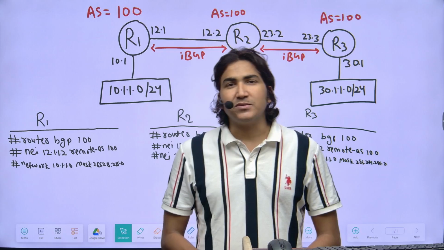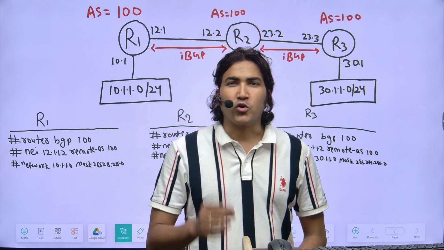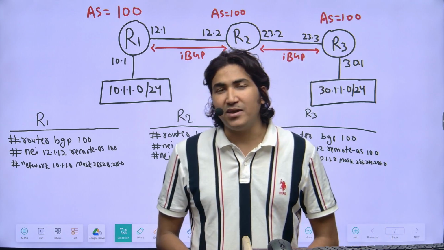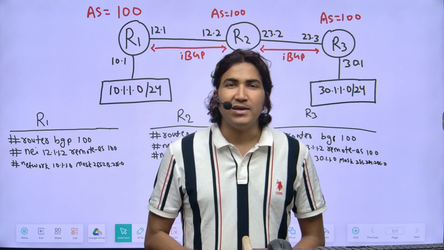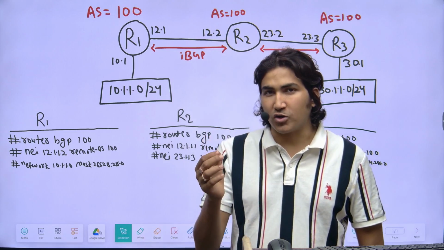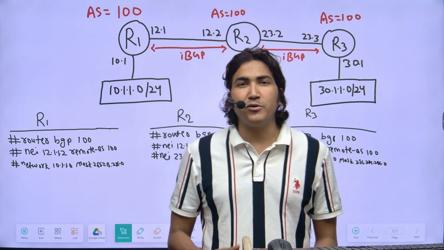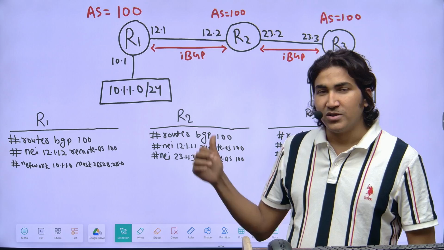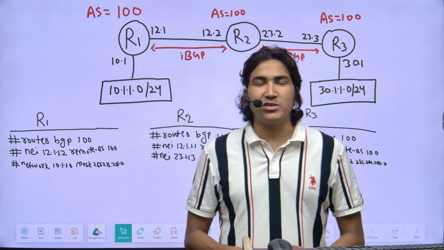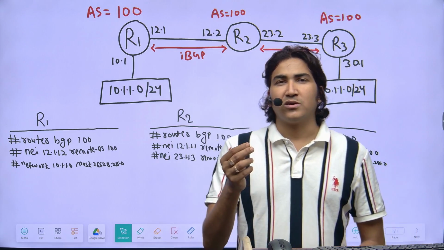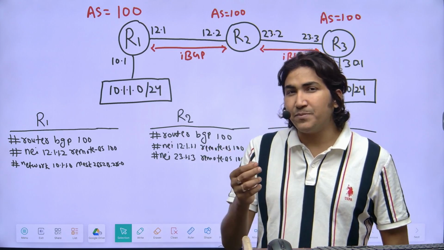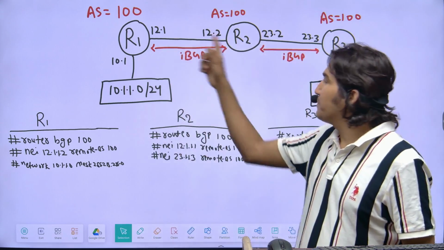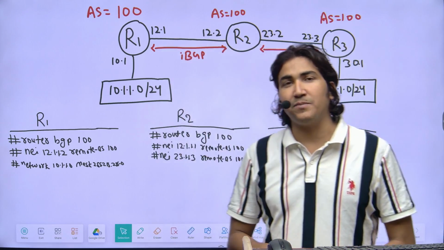Guys, today in this video we are going to discuss some common concepts of BGP. As you know, BGP, or Border Gateway Protocol, is a very important routing protocol, and many times interviewers ask questions from these kinds of scenarios. So today we are going to discuss some common rules of IBGP. IBGP means internal BGP, when we have BGP neighborship within the AS, within the autonomous system number.